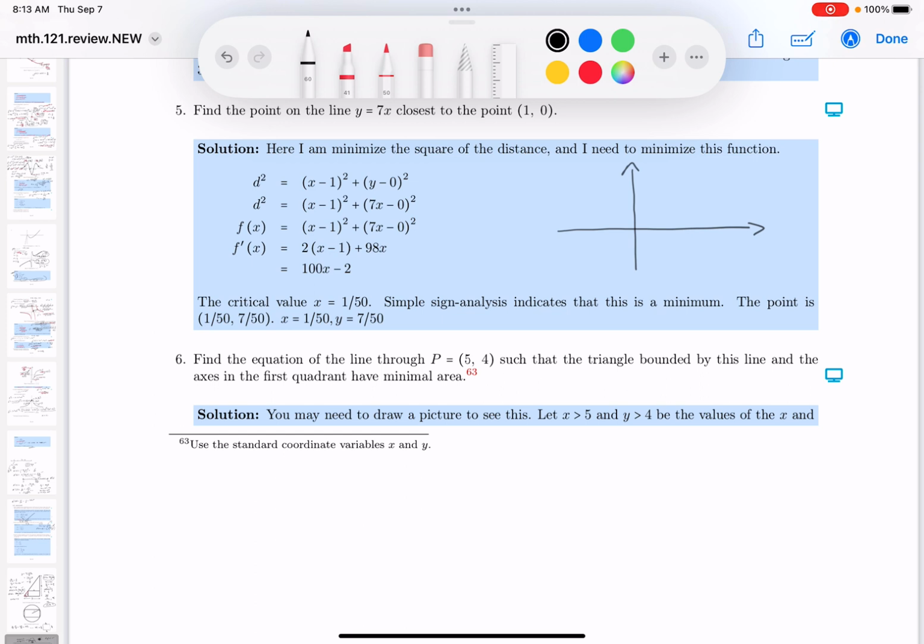So find a point on the line y equals 7x. So the line looks sort of like this over here. It goes through the origin. Find the point on the line. Well, there's going to be some point on the line.